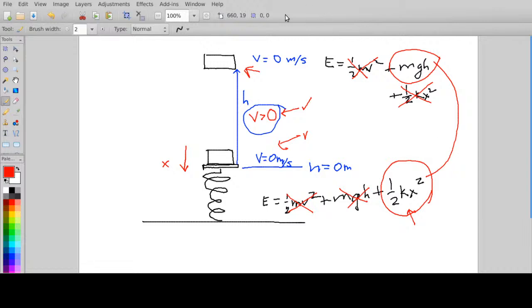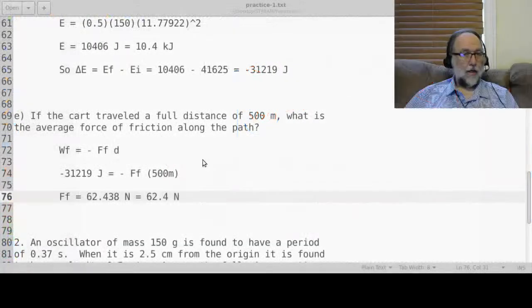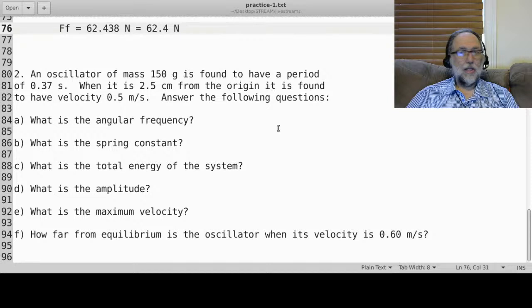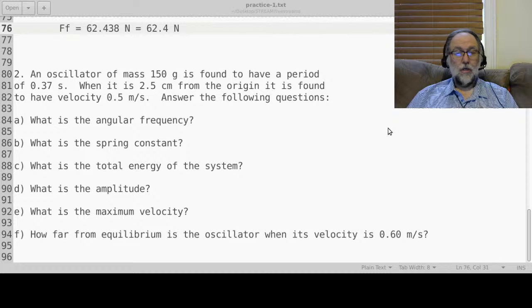Okay, so let's do another problem. It'll be kind of a shortish class, I guess. Let's do another problem, and this one is a simple harmonic motion, energy. Okay, so maybe a bit of a description before I jump into it.